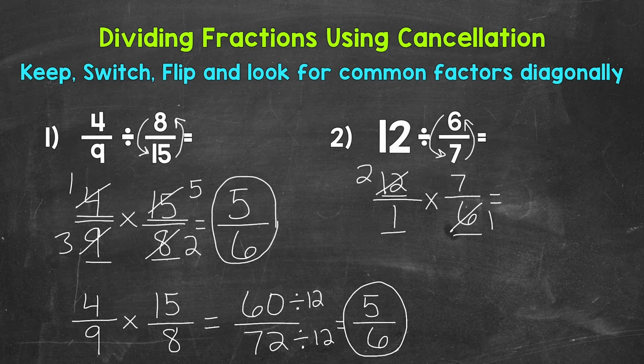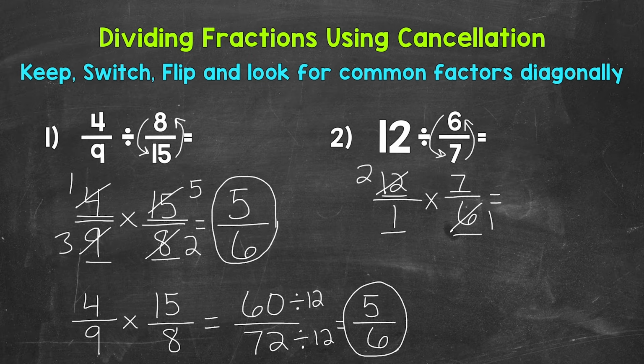Now let's take a look at 1 and 7. Are there any common factors between 1 and 7 other than 1 that we can divide by? No, so we can't use cancellation going that way. So now we're ready to multiply straight across.